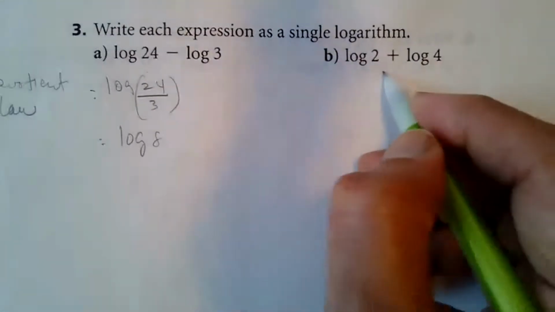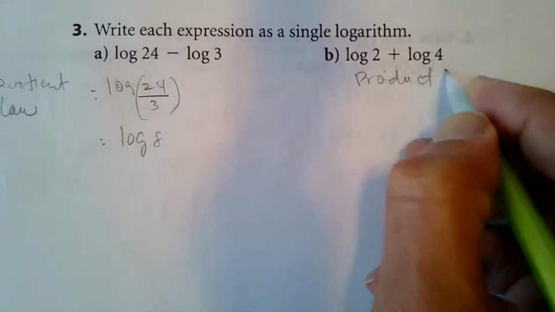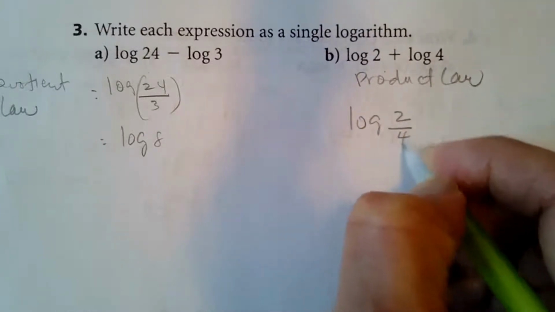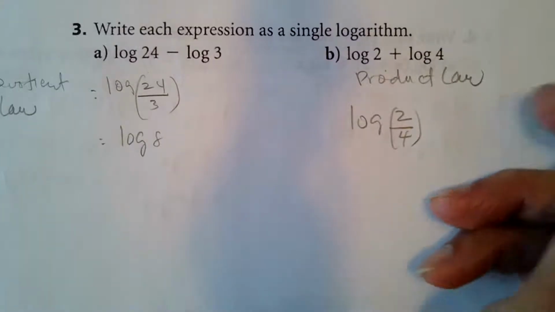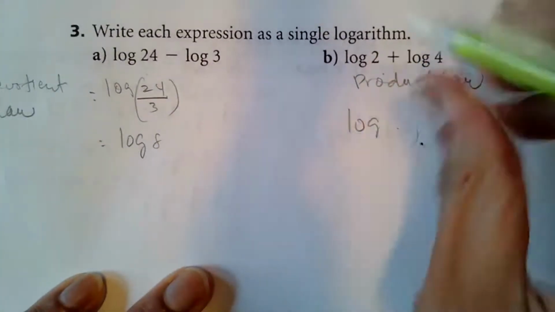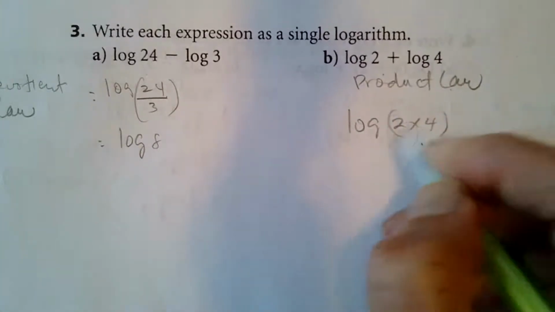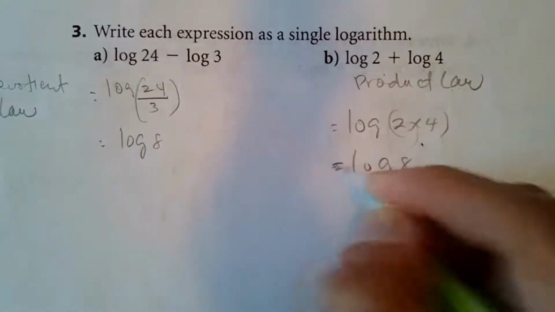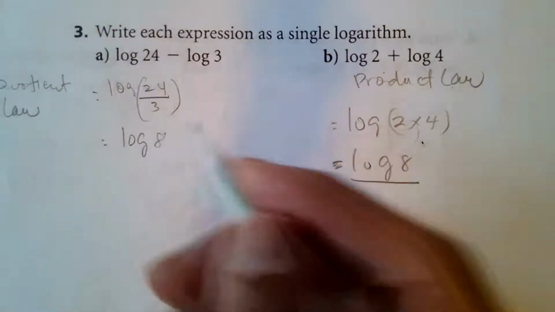Next one, this would be a product law. So log 2 over 4. No, it's a product law. We multiply, not divide. Log 2 multiplied by 4 is log 8. Now, that makes sense. Interesting, both answers are the same.